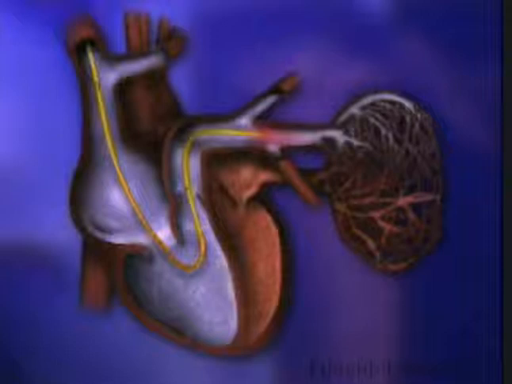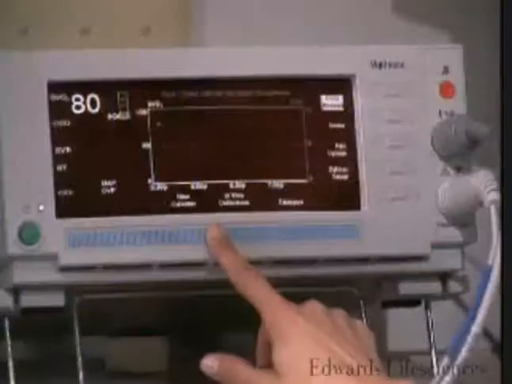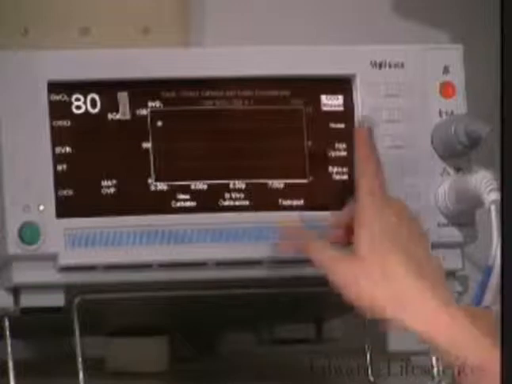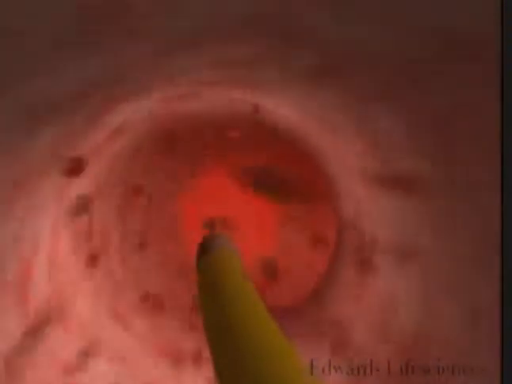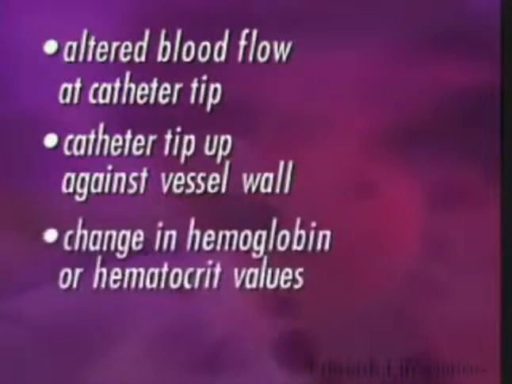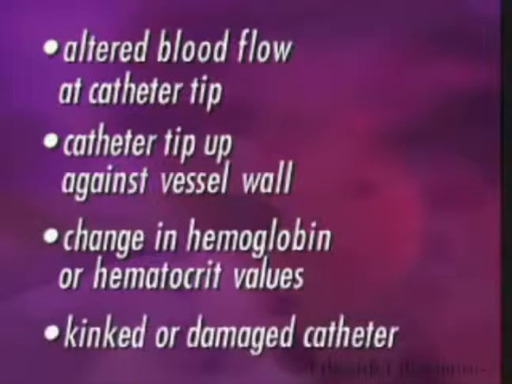As with all pulmonary artery catheters, correct positioning of the catheter within the pulmonary artery is essential for accurate data. The signal quality indicator, SQI, or light intensity signal, is a good indicator of proper catheter positioning. Optimal range of SQI is within 1 to 2. An SQI of 3 or 4 may be due to any of the following: altered blood flow at catheter tip up against vessel wall, change in hemoglobin or hematocrit values, kinked or damaged catheter.